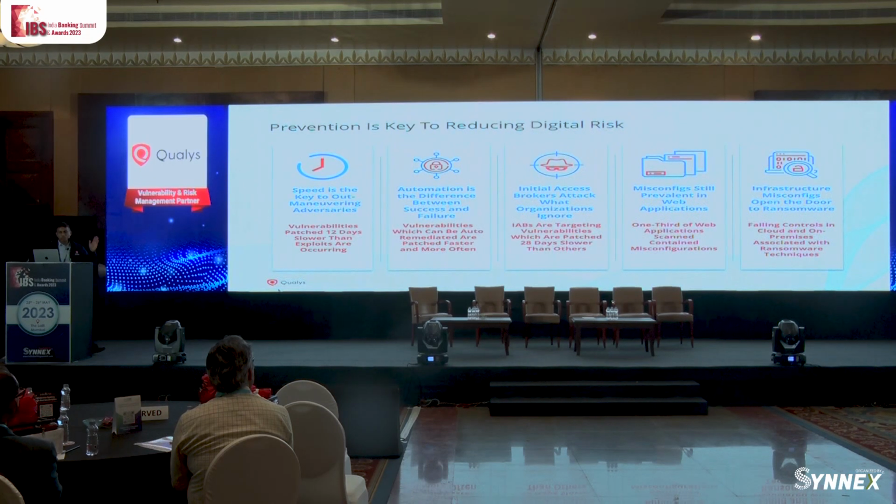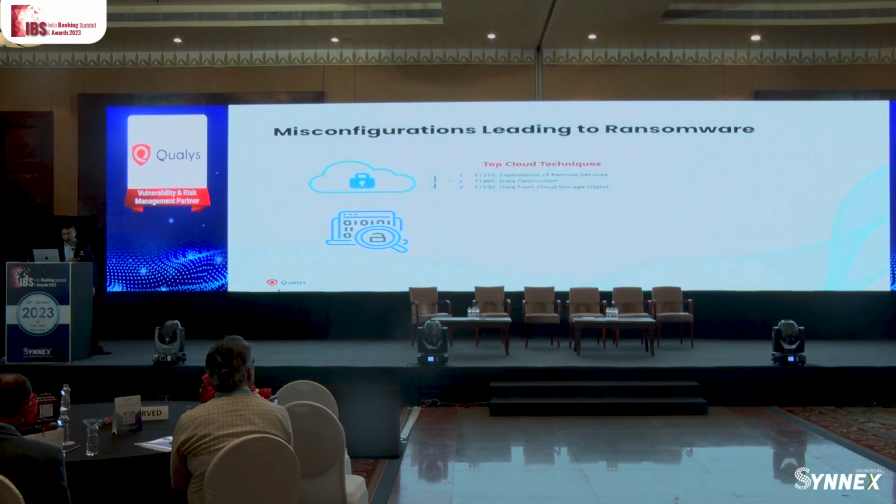Initial access brokers are going to focus on the vulnerabilities whose patches are applied after 20 days, which are getting patched slower. For web applications, misconfigurations are the biggest issues being exploited. And for infrastructure misconfigurations, if we look at today's day and time, we definitely have to look at on-premise techniques. So there are brute force attacks, there are remote desktop protocols. These are some of the top misconfigurations exploited by ransomware.